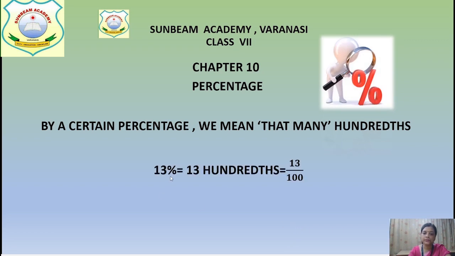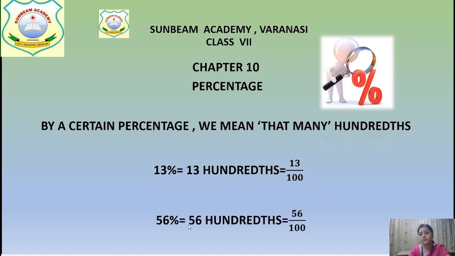13%. 13% means 13 out of 100. It is written here in the form of percentage. If you write it in the form of fraction, you can see 13 upon 100. Out of 100, we are having 13 value. For example, if you have consumed 13 chocolates out of 100 chocolates, then you have consumed 13%.